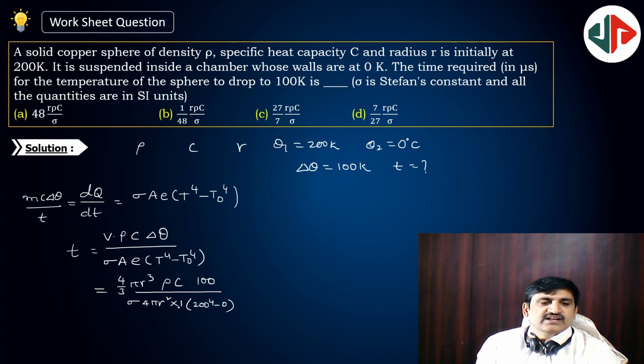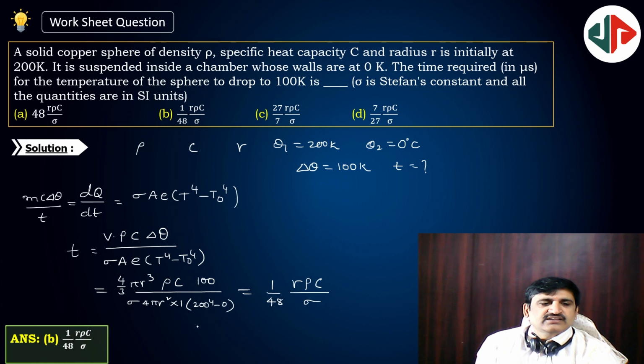So 4 pi gets cancelled, and doing all these, r cube by r square gives r. So 2 to the power of 4, 2 2s are 4, 2 4s are 8, 16, 16 3s are 48, so 1 by 48. R rho c by sigma with 48 in the denominator, only one option is there, option B only, R rho c by sigma.